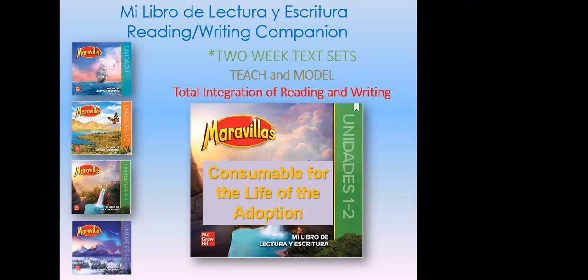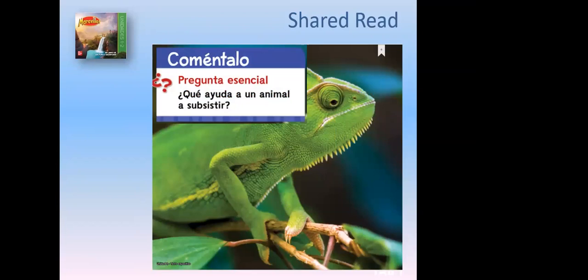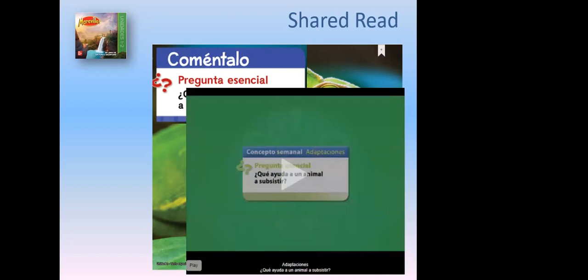We're going to start here because this is where the lesson starts in Mi Libro de Lectura y Escritura. We're going to start with Coméntalo, which is a talk about it, con una pregunta esencial, which is your essential question. Y esta pregunta es, ¿qué ayuda a un animal a subsistir? Well, very important, right? Pero we have to give the students a little bit of vocabulary, a little background knowledge. So there's going to be a building knowledge video, o un video para ayudar a los estudiantes a desarrollar un poquito el concepto semanal de lo que es adaptaciones. So let's take a look at this building.